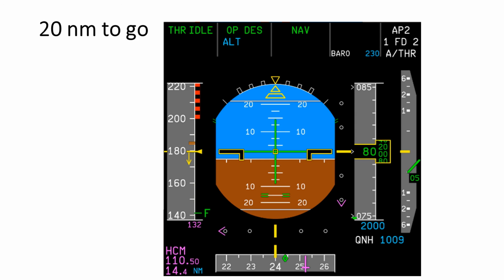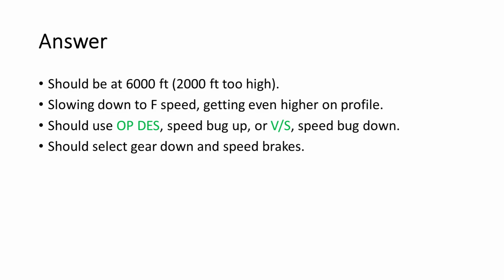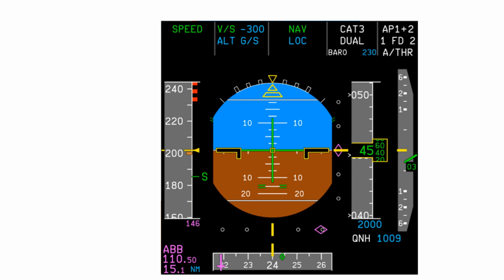Next one, you have 20 miles to go. And the answer is you should be at 6,000 feet. That means you are 2,000 feet too high. And you're slowing down to F speed, and that means that the aircraft will be even higher on profile. Instead, you should use open descent and the speed bug up, or vertical speed and the speed bug down. And you should select the gear down and the speed brakes, because as you speed up, of course, the speed starts to run away and you don't want that.